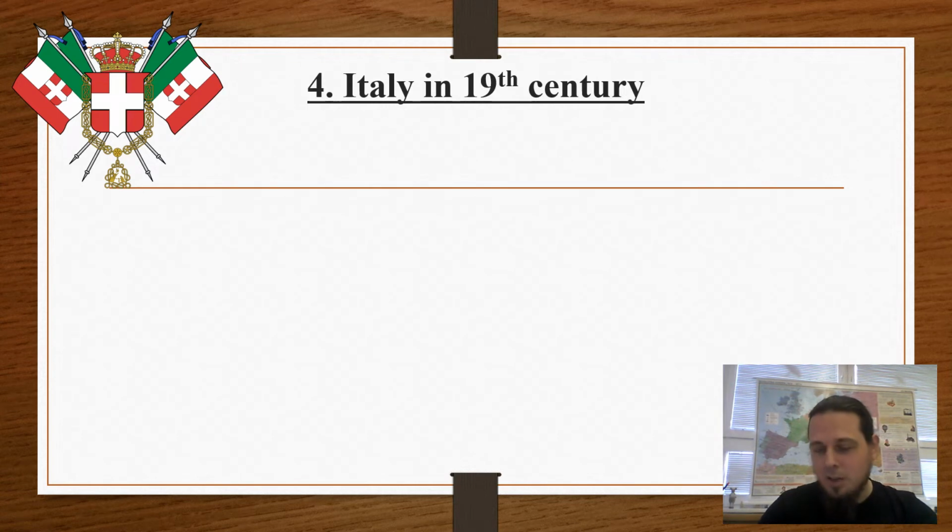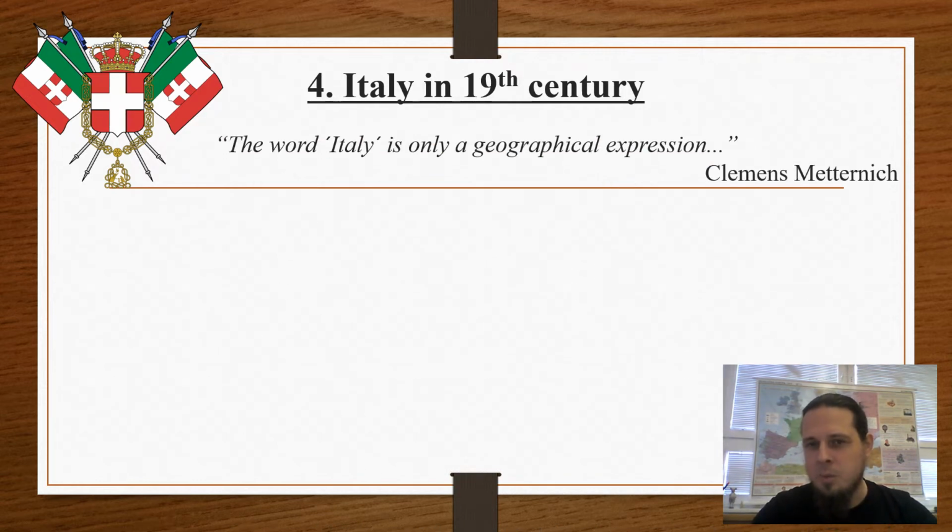Let's move to the third country here, and that's Italy in the 19th century. Again, let's have a look at what Klemens Metternich said. He once claimed, "The word Italy is only a geographical expression."